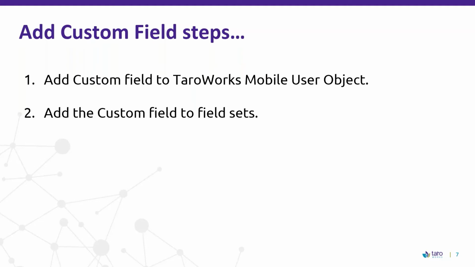So the steps to add a custom field is we need to add the custom field to the TaroWorks mobile user object, using the normal steps that we use to add any field in a Salesforce object, and then you need to add the custom field to the respective field sets. So please note that to use this functionality, you must be on TaroWorks 6.5 or above. So if you need to use this functionality, you need to upgrade to 6.5 or above if you're not on those versions.